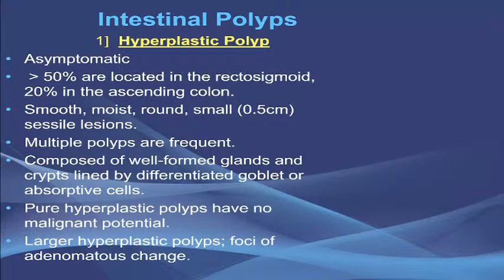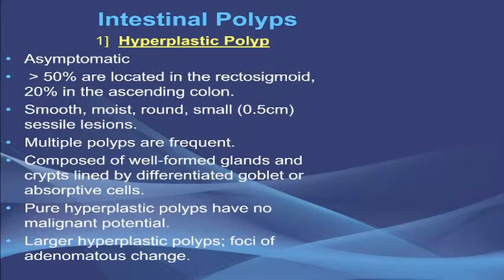Multiple polyps are often frequent. You can imagine if there is an underlying condition to induce hyperplasia, then it will affect a large surface of the mucosa of the gut. They are composed of well-formed glands and crypts lined by differentiated goblet or absorptive cells. And when they are pure hyperplastic polyps, they have no malignant potential.